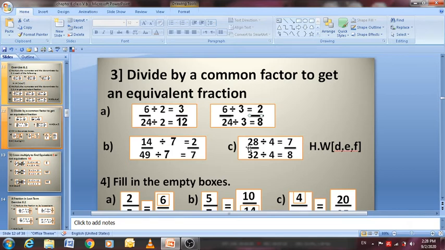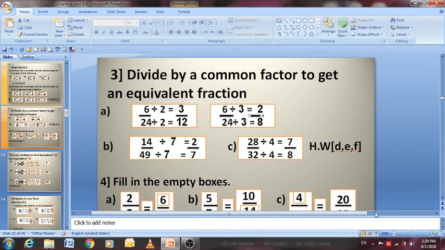Now here if you have 48 by 32, here also we search for a number that I can divide the numerator and denominator by. So here we got 4. So 28 divided by 4 is 7, 32 divided by 4 is 8. Okay, this is the homework.